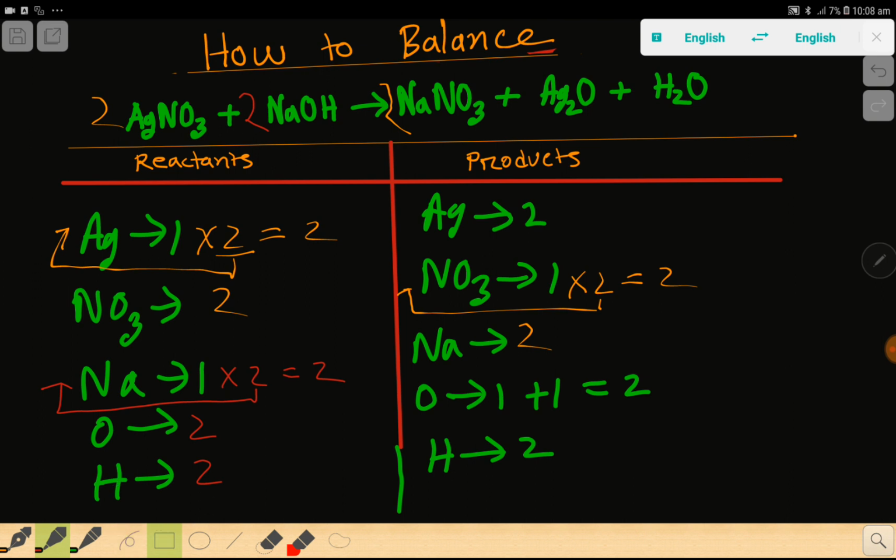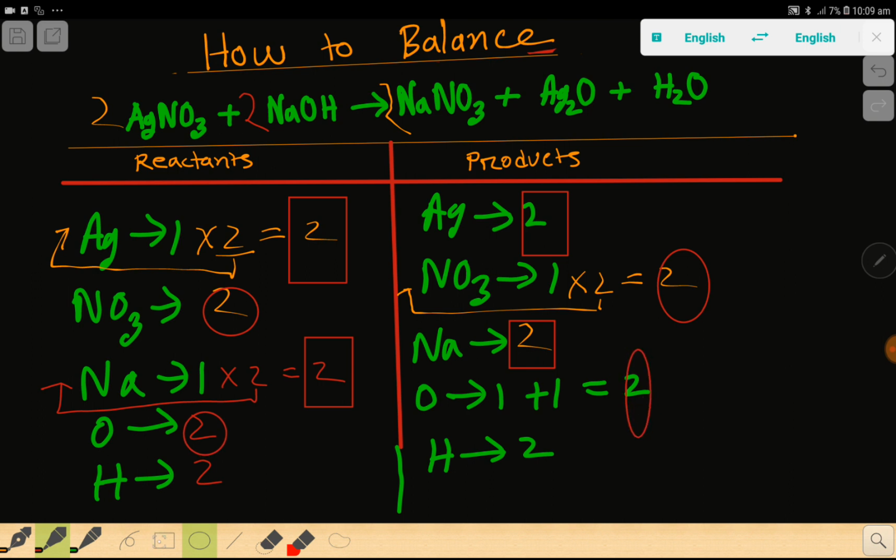Look, in the left hand side we have 2 silver, in the right hand side we have 2 silver, so silver is balanced. Then we have nitrate, which is 2, in the right hand side we have 2, so nitrate is balanced. Then we have sodium. Sodium here is 2 and here also 2, so sodium is balanced. Then we have oxygen which is 2, then here oxygen which is 2, so oxygen is balanced. Then we have hydrogen which is 2, then hydrogen which is 2, so hydrogen is balanced. So you can say that this is the balanced reaction.